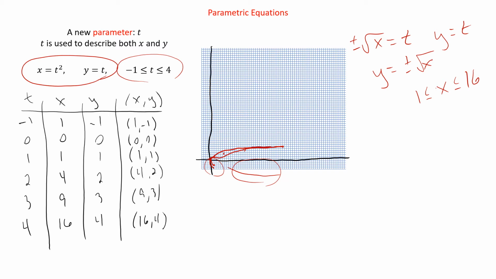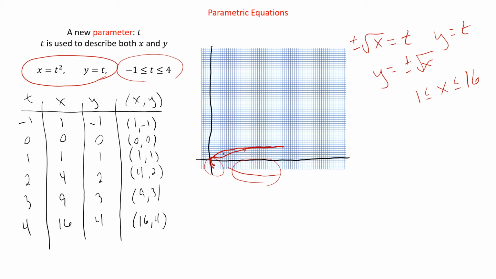This is kind of a weird example that I picked. But that's how you would put it back into rectangular coordinates. You would set both equations equal to t, put them together, and then see what happens. To graph it, we made a table. Now you can get some pretty crazy graphs with parametric equations.